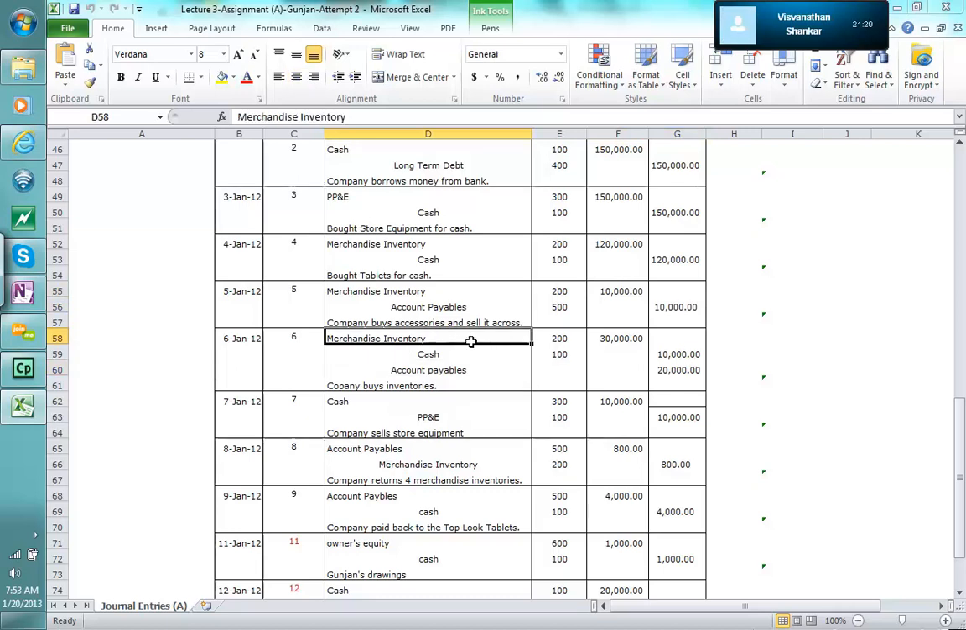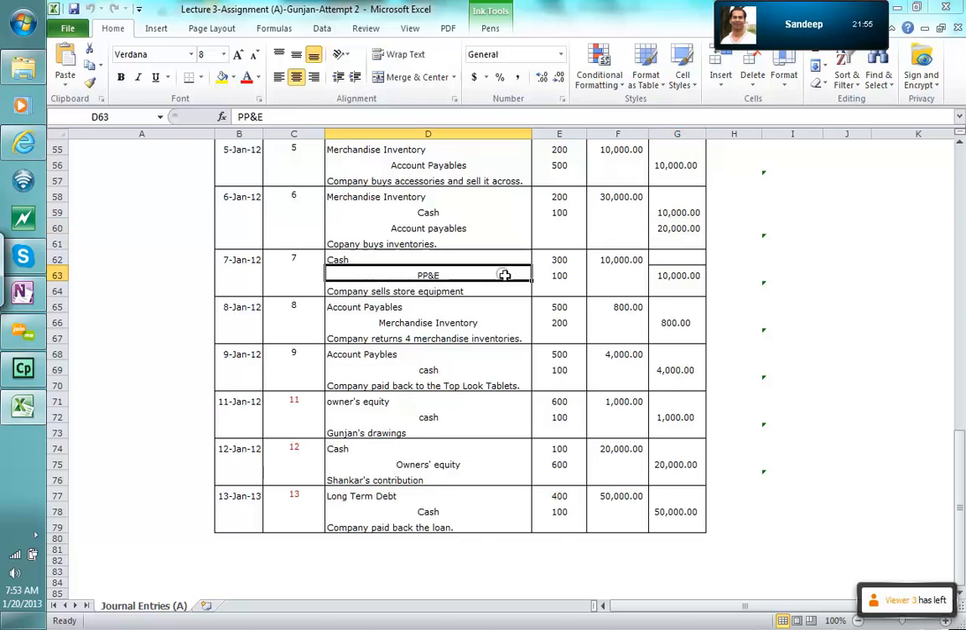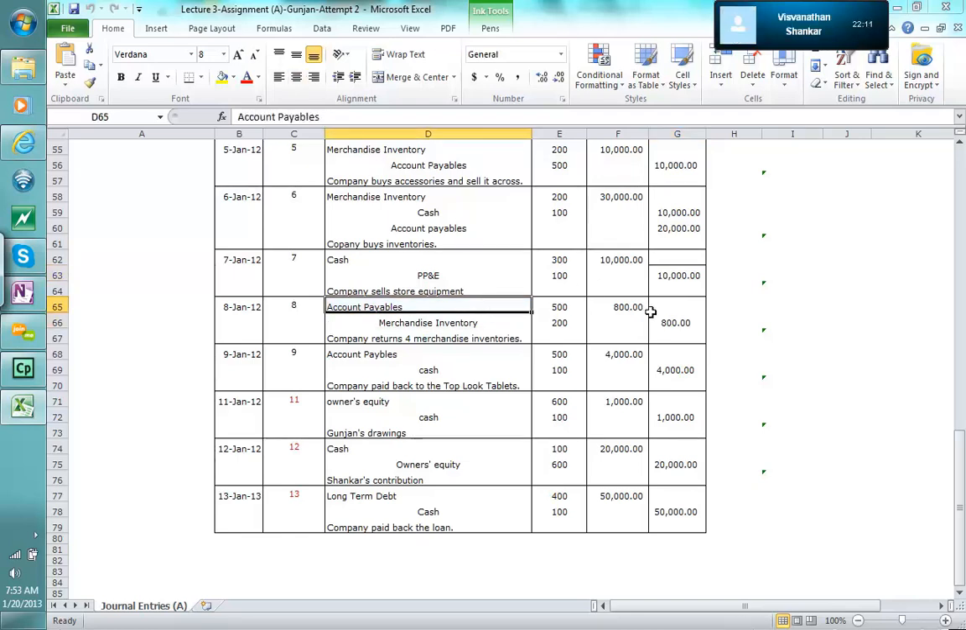This is a transaction which is paid partly by cash and partly on credit. This is also very simple: you have one debit entry, an asset going up, and one asset going down and a liability going up. Next, the company sells store equipment, getting cash, and the asset goes down. Then the company returns four merchandise inventory. If you are returning merchandise inventory, whatever liability you had for that product will go down. So the liability goes down, which means it is a debit entry, and merchandise inventory will decrease.